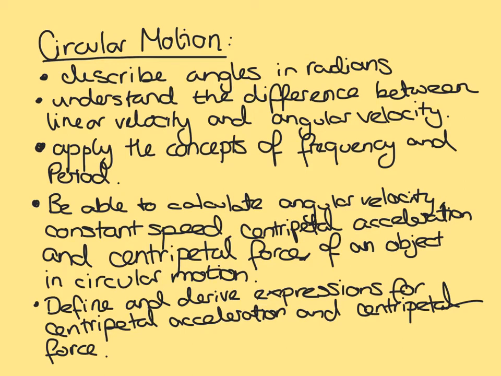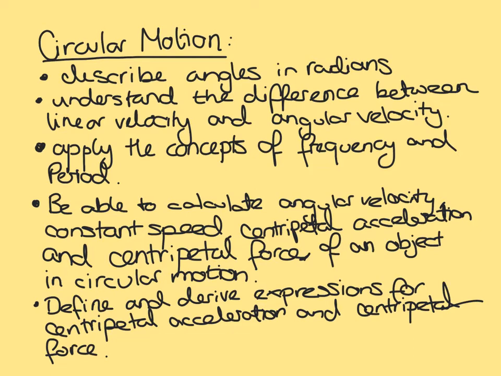So this is a video looking at circular motion for A-level physics. Within this tutorial video we're going to learn how to describe angles in radians rather than degrees. We're going to make sure that we understand the difference between linear velocity and angular velocity. We're going to apply the concepts of frequency and period to circular motion.